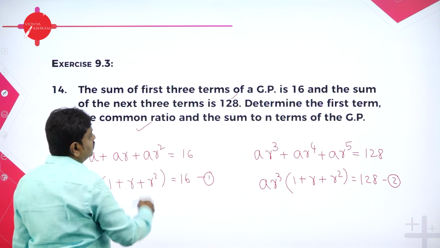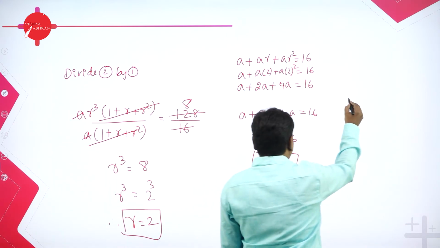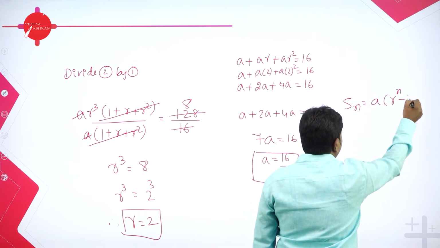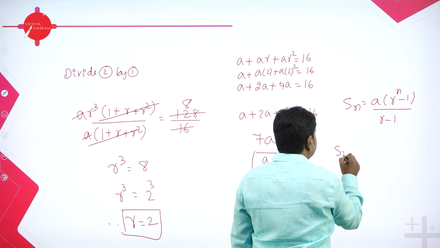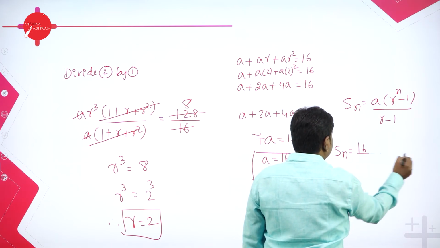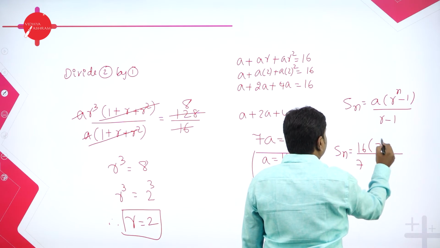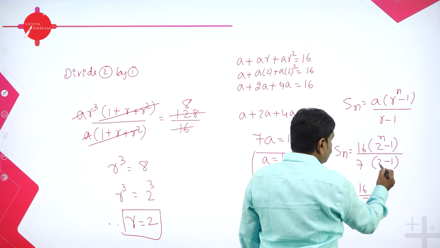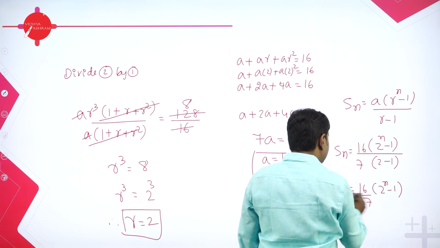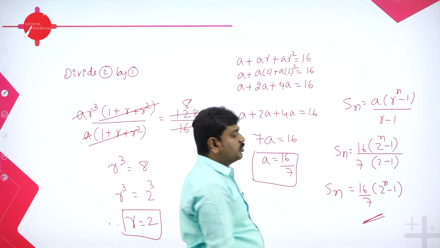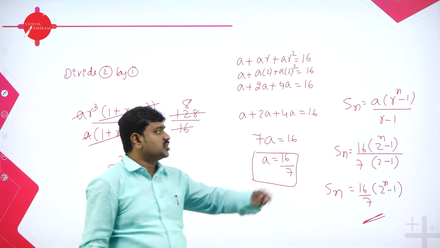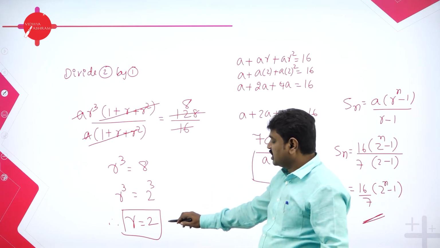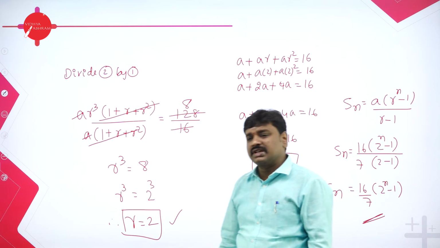So further what they want? Sum of n terms. What is Sn? Sn is equal to, here r is greater than 1, A into r power n minus 1 by r minus 1. So Sn is equal to, A is what? 16 by 7. And r, what is r? 2 power n minus 1 divided by 2 minus 1. That will become 16 by 7, 2 minus 1 is 1, into 2 power n minus 1. This is sum of n terms. Sum of n terms in GP is A into r power n minus 1 by r minus 1 when r is greater than 1. Here r is 2, it is greater than 1.